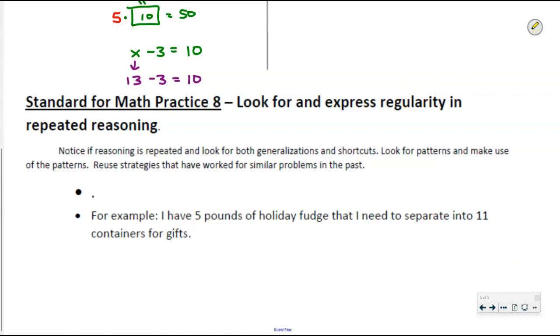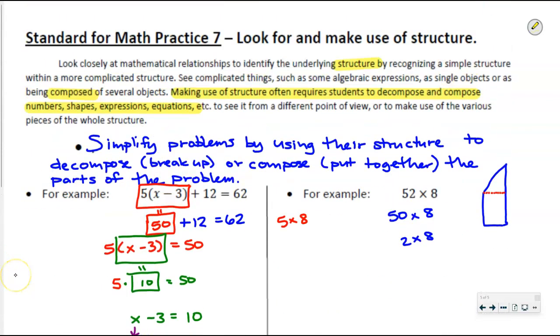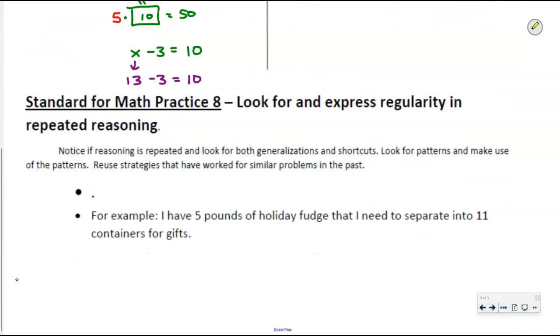A lot of times students get confused between Math Practice 7 and Math Practice 8. I don't know why. I don't know if it's because they both say look for. But Math Practice 8, the key word here is this repeated reasoning. Notice if reasoning is repeated and look for both generalizations and shortcuts. You guys looked for those generalizations. Go back to when we did ice cream scoops. Remember the ice cream scoop problem?